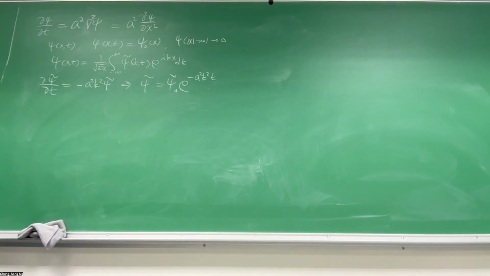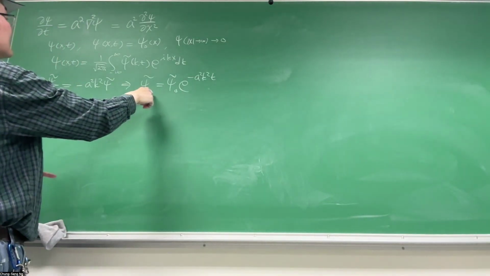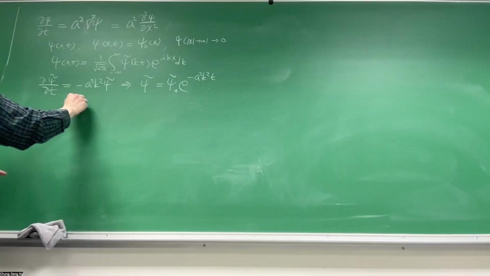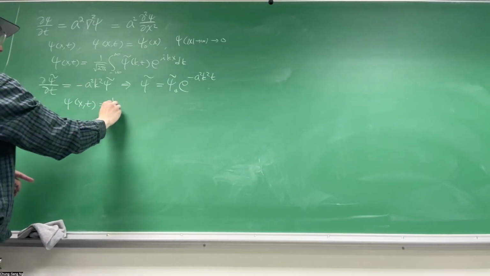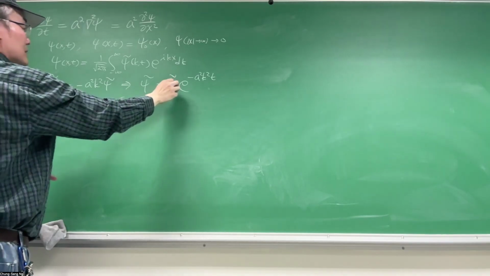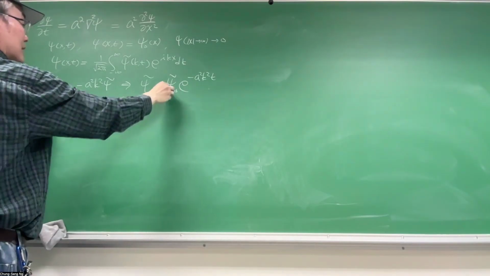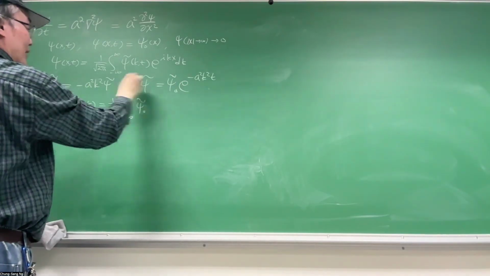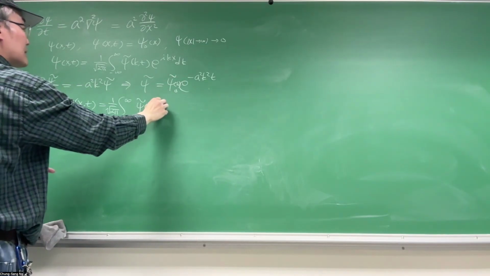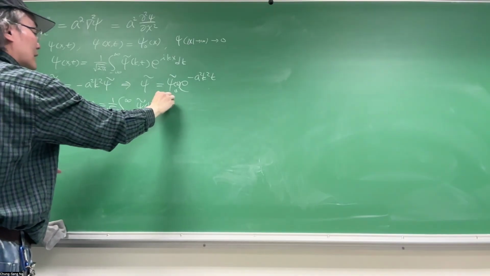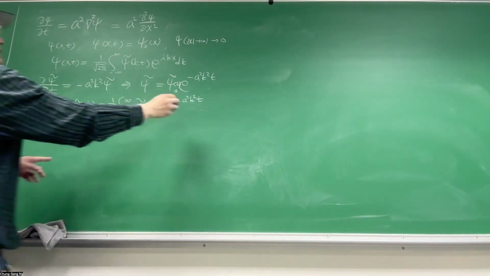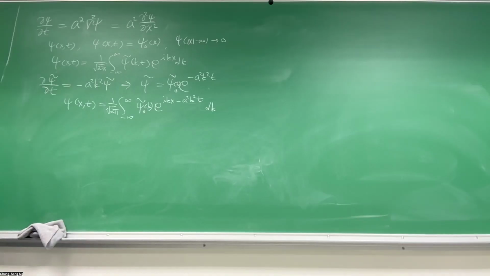So that would do it. And now you can put it back to here. psi of x and t equals the integral of psi tilde 0, which is a function of k, because this is a partial derivative, e to the i k x minus a squared k squared t, dk. Right, that should be the solution.